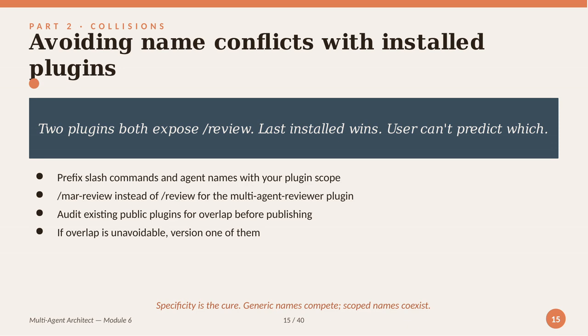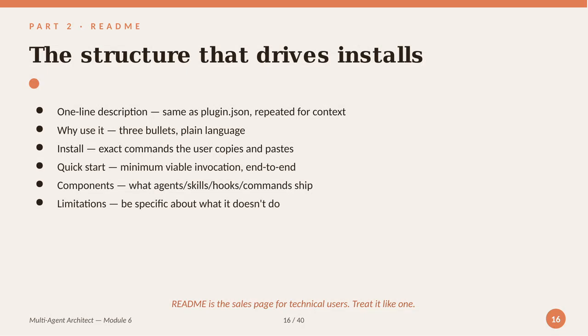Prevention. Prefix /commands and agent names with your plugin scope. /marreview instead of /review for the multi-agent reviewer plugin. Specificity is the cure. Generic names compete. Scoped names coexist.